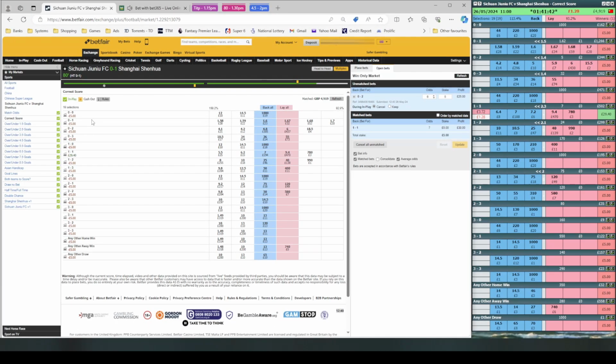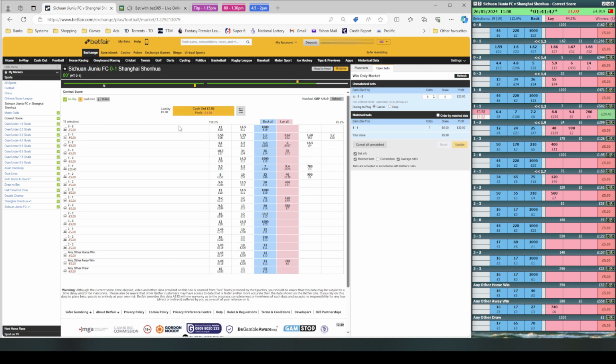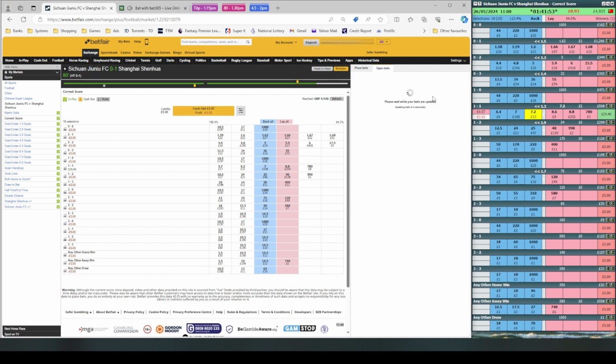The third match is between Sichuan and Shanghai in the Chinese Super League. The current score is 0-1 with almost 5k matched, so I'll bat the 0-2 at odds of 5.5 and the 1-1 at odds of 7, once again for £5 on each. Let's go and goal hunting.